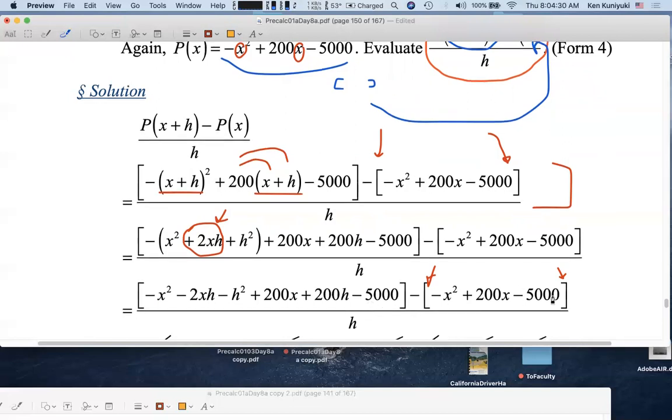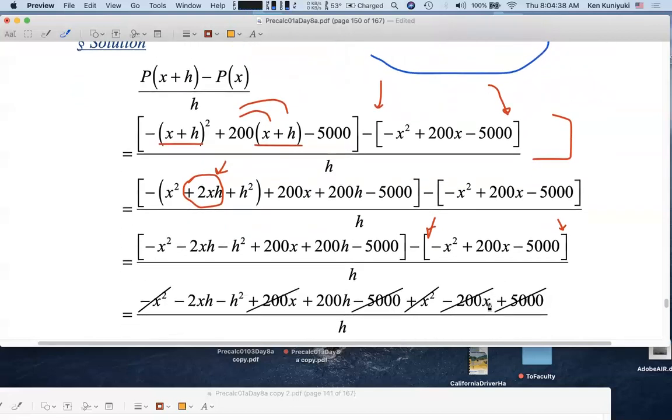Now, when I distribute the negative 1 here, what ultimately happens on the top? It's a massacre. So we get the opposite of x squared minus 2xh minus h squared plus 200x plus 200h minus 5,000. Then we flip all these signs here. Plus x squared minus 200x plus 5,000. And we get a bunch of cancellations. The opposite of x squared and the x squared, they add up to 0. That's a cancellation. 200x minus 200x, that gives 0. And negative 5,000 plus 5,000, that gives 0.